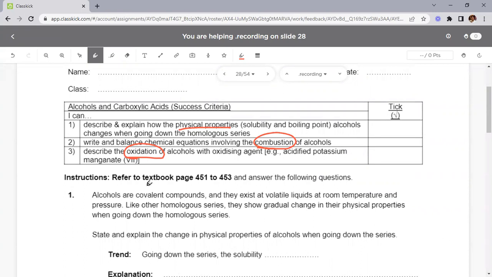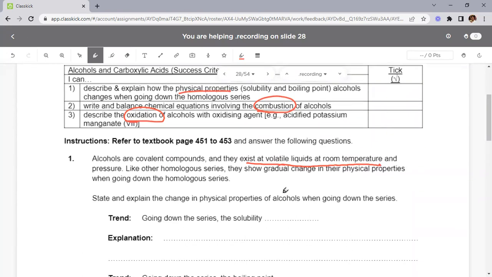So let's start. Alcohols are covalent compounds. They actually exist as volatile liquids at room temperature. So typically you'll see most of them as liquids; the first four members are liquids. However, like all other homologous series, they show gradual change in their physical properties when you go down the homologous series. So let's explain the change in the physical properties when going down the series.